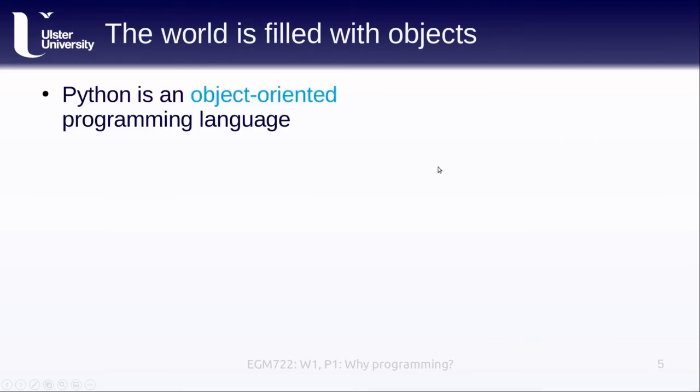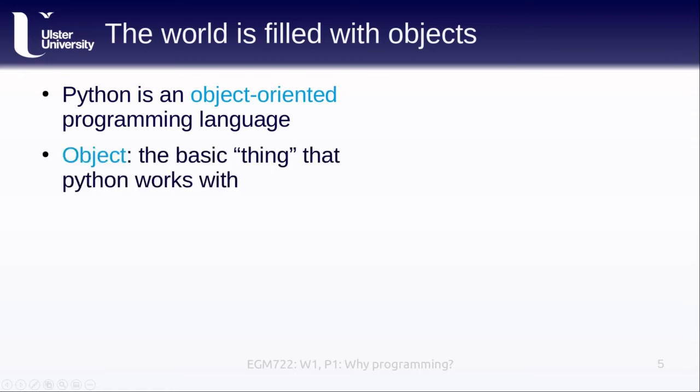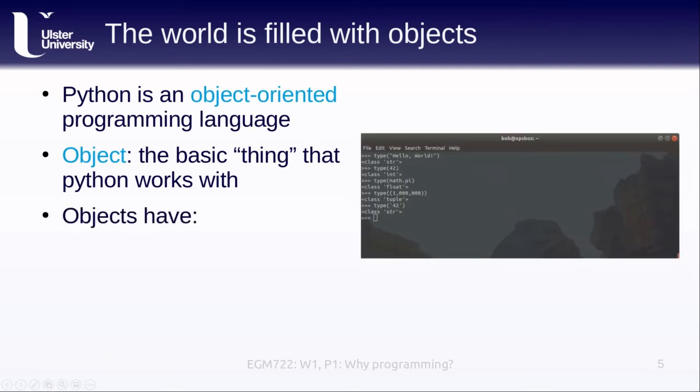So Python is an object-oriented programming language, which is to say that all of the things that we are working with within Python are known as objects. Objects have a number of different properties, including type, so that is to say what kind of object it is. You can see some examples here where we have strings, which are text. We have integers, we have floating point numbers, we have something called a tuple that we'll talk about in the next lesson.